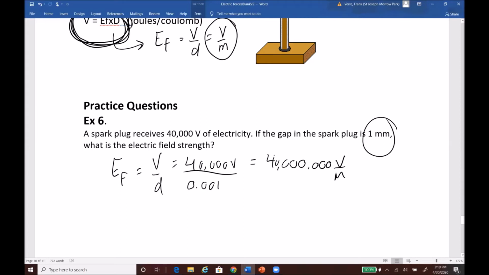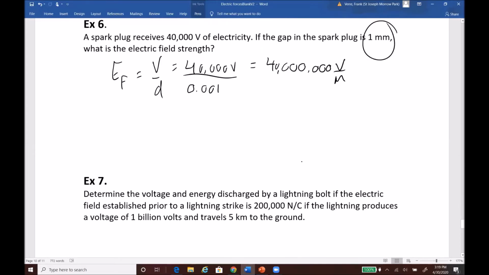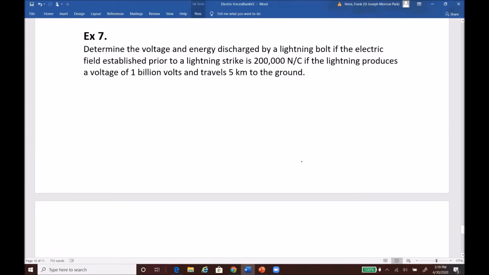Okay. Any questions about example number 6? None? Okay. All right. So let's move on to number 7. Let's look at a scenario with a lightning bolt.